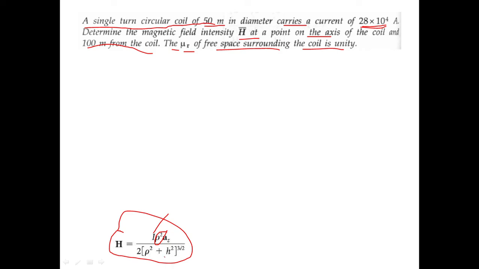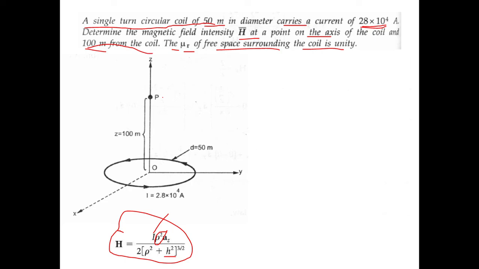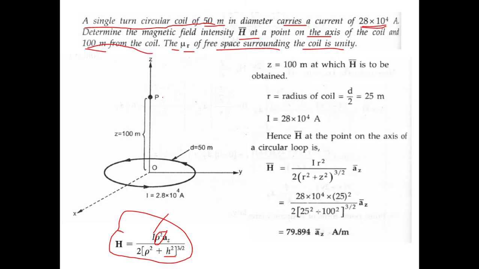So what is h? It is at what height? It is 100 meter from the coil, so h is 100. So you have everything, you just have to apply the formula and then solve. The mu r for the free space surrounding the coil is unity. Mu r is taken as 1, so mu naught is not required at all here. So this is the diagram, and this is how you solve this.